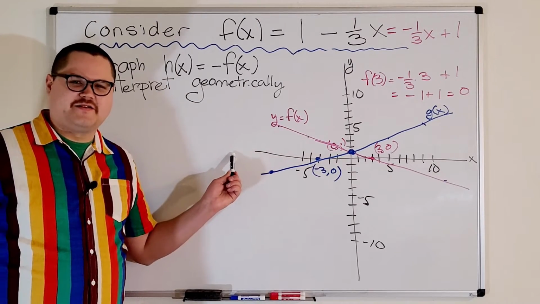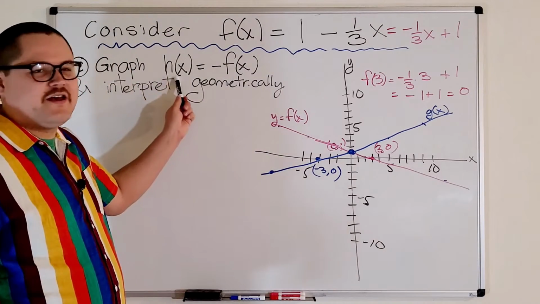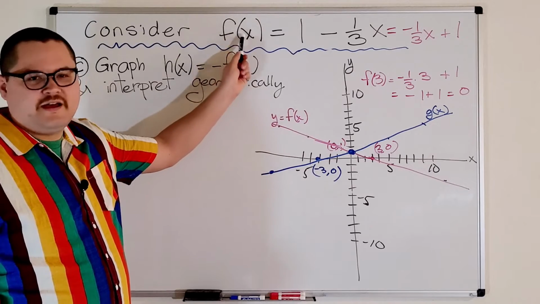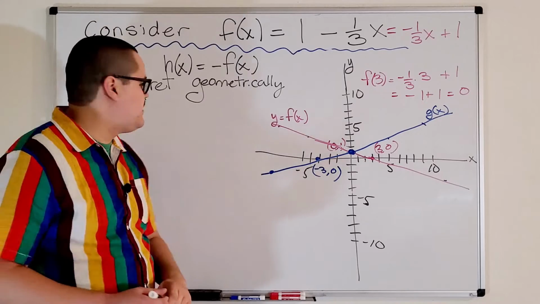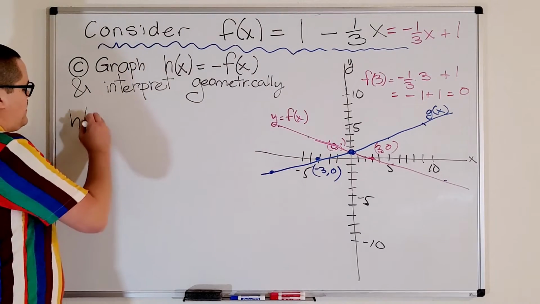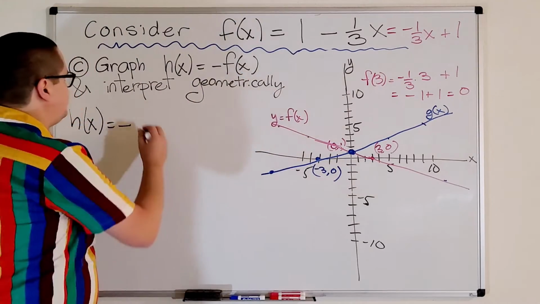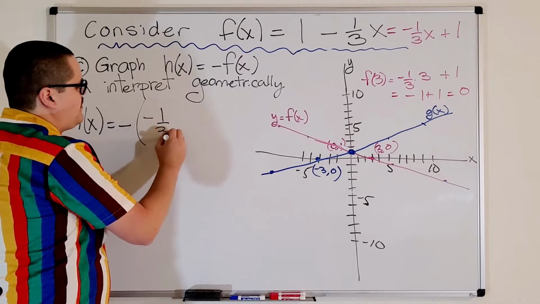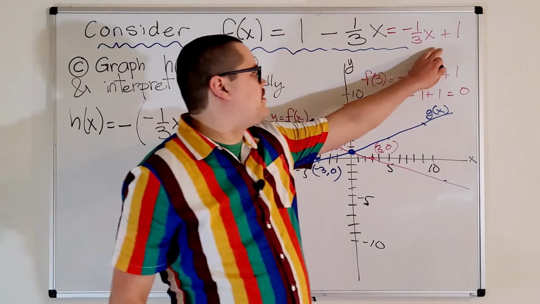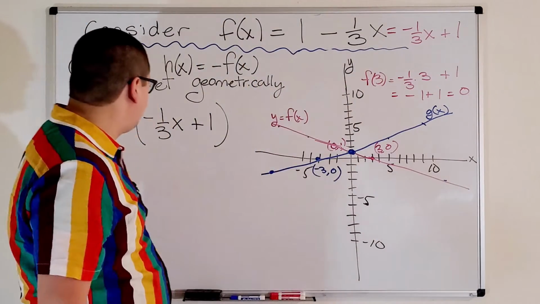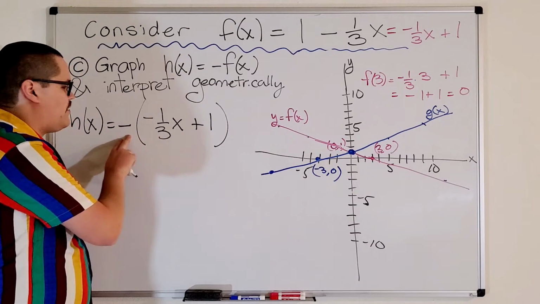Okay, I erased the board to give us a little bit more room to work. So we are to graph h of x, which will be negative of this function f of x. We're also going to interpret this geometrically. So h of x is the negative of the whole quantity f of x. So we're going to put it in parentheses. And f of x we saw, you could rewrite it as negative 1/3 x plus 1. So now we're going to distribute this negative out front. Remember, this is equivalent to negative 1 times this quantity.